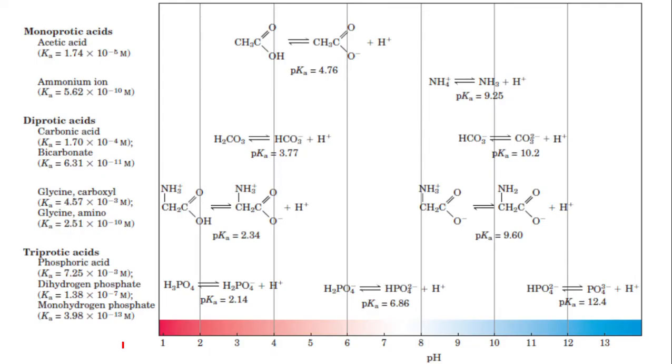Here are some acids. pKa is for monoprotic acid, acetic acid, pKa is 4.76. For another acid, it is 3.77. Can you compare and tell me which is stronger? Simply by comparing pKa, can you tell me which is stronger, 3.77 or 4.76? This one is stronger. Why? This has a lower pKa than this one.